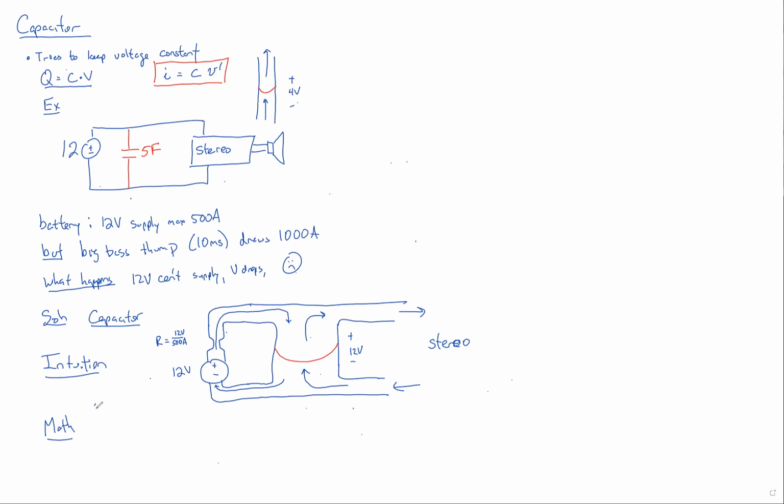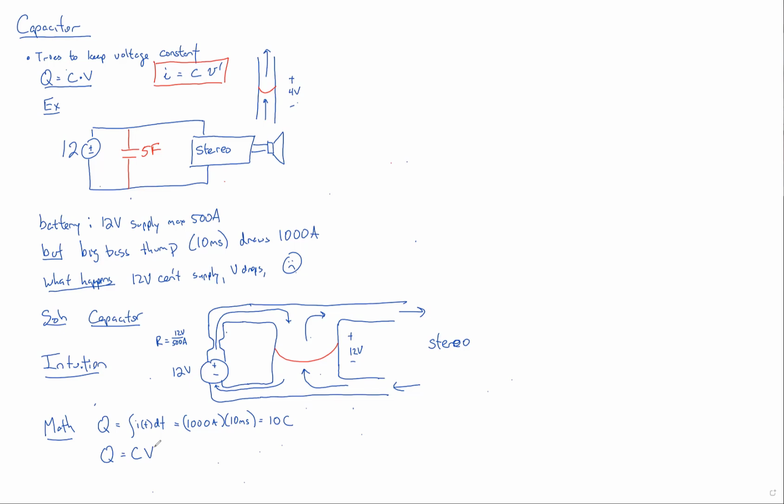The math is that the total amount of charge, how much charge is stored in this capacitor, is always equal to the integral of current. And in our particular case, if we've got 1000 amps in here for 10 milliseconds, that will simplify to 1000 amps times 10 milliseconds, which is, how many coulombs is that? 10 coulombs.